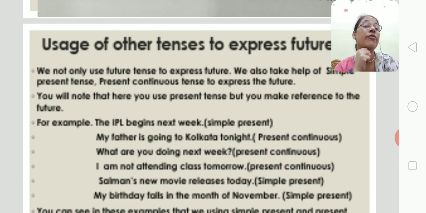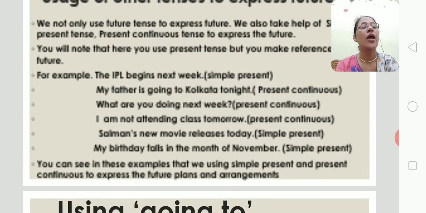So my birthday falls in the month of November. When does your birthday fall? Think and give an example of your birthday. My birthday falls in the month of November. I am talking about November. November is yet to come. So, future. You can see that these examples are showing simple present tense and present continuous tense, but we are talking about future plans. We are making future arrangements. Is that clear to all of you?